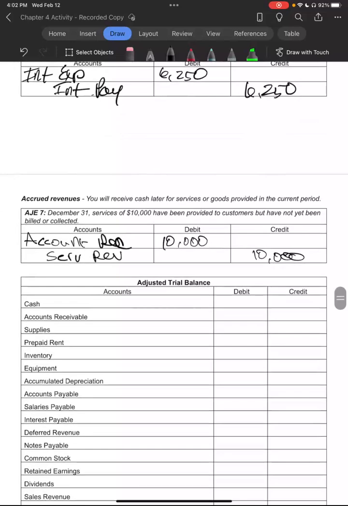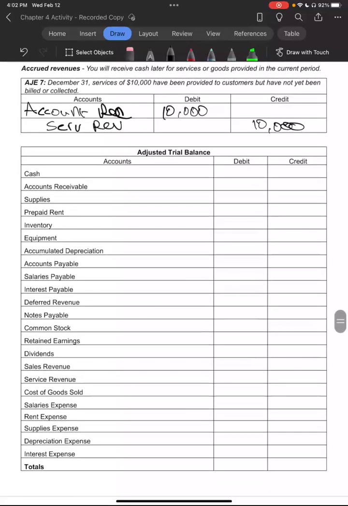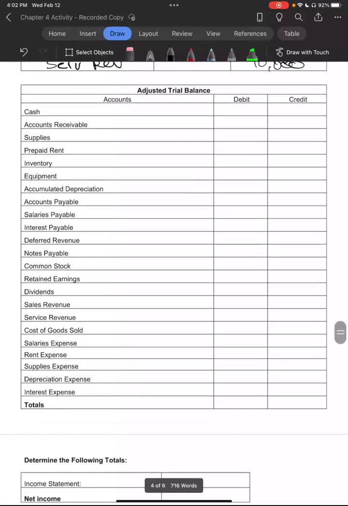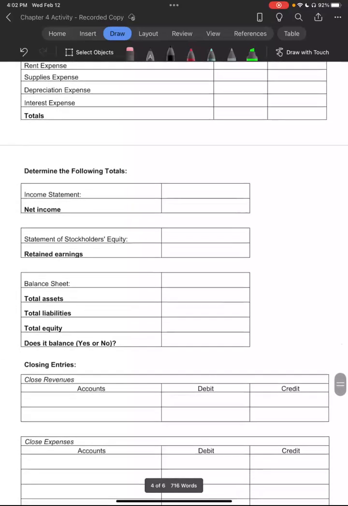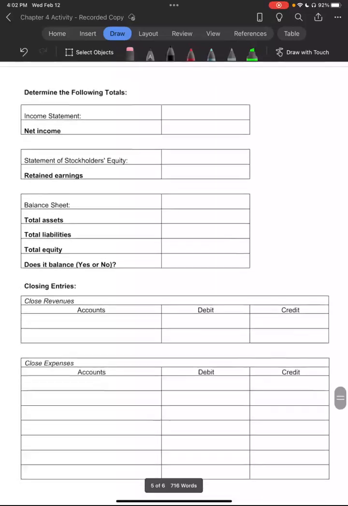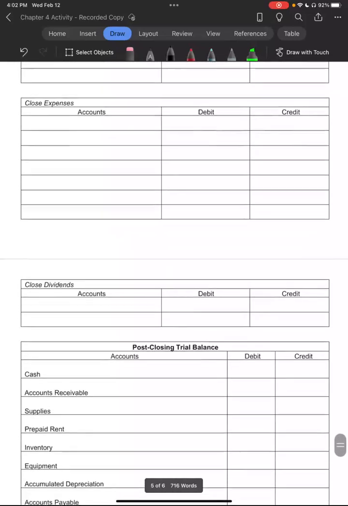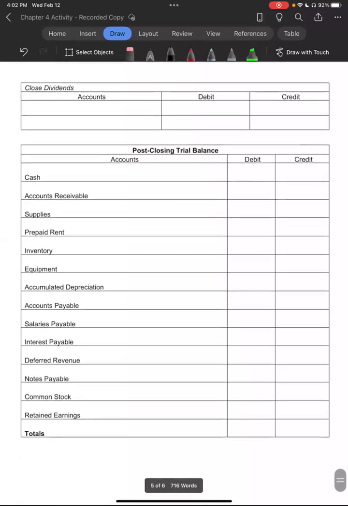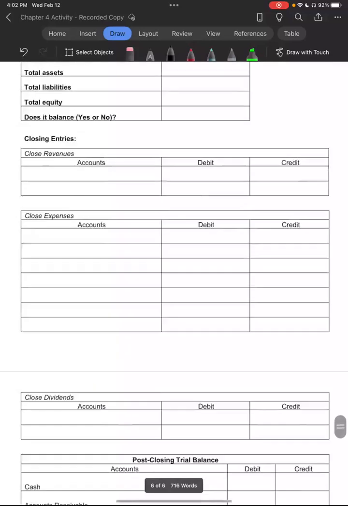The next video, we'll go ahead and complete our adjusted trial balance. I'll explain why we do an adjusted trial balance, what the big important part is. We'll go through and we'll find the totals in our income statement, our statement of stockholders' equity, the balance sheet, all that good stuff. And then we will finally close all of our accounts that need closed, and we will transfer that information to the post-closing trial balance.